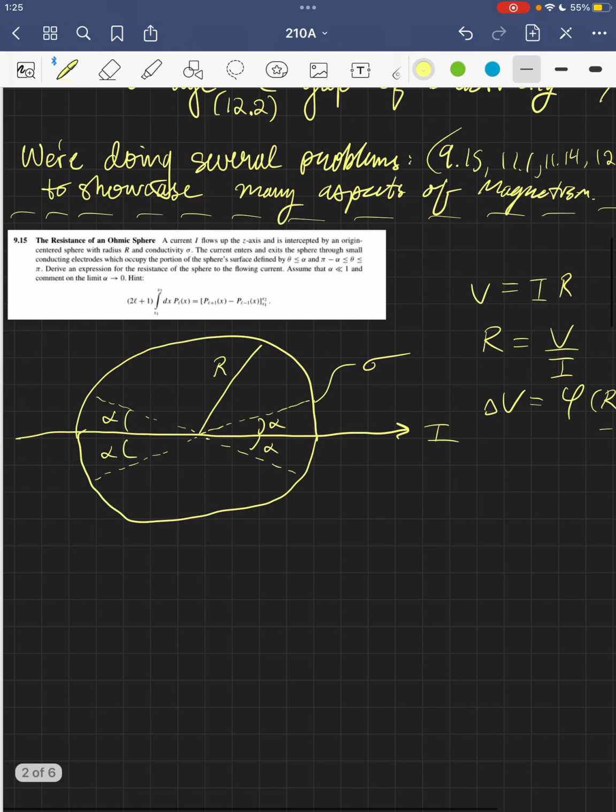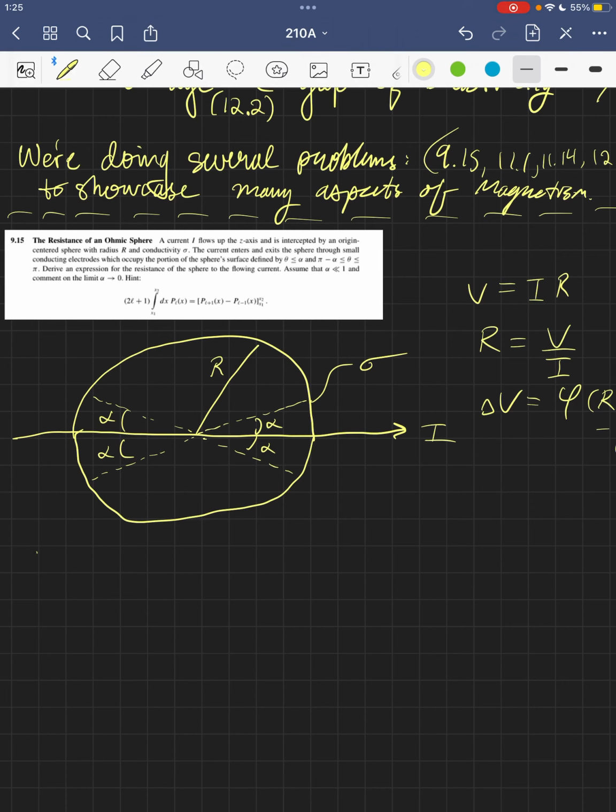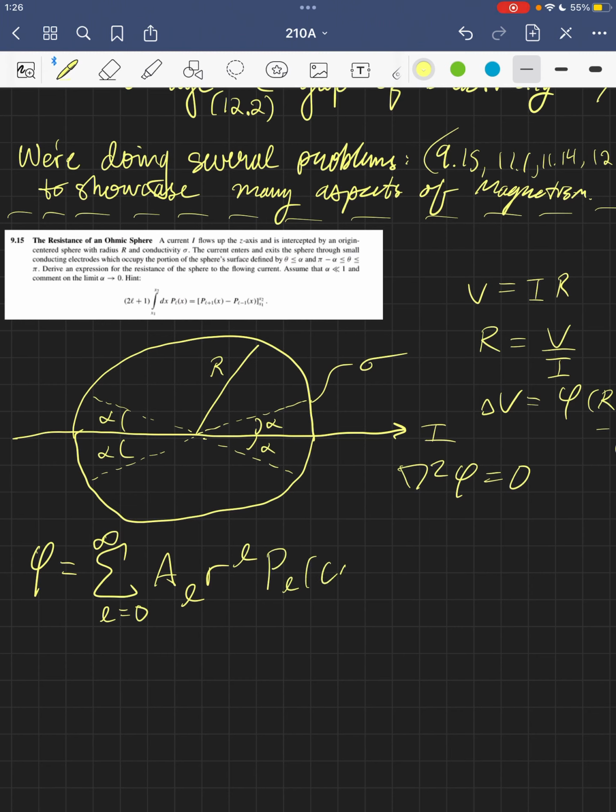So we need an equation for potential, basically. Now, this is spherical, so we can start with the azimuthal symmetry spherical solution for Laplace's equation. Remember, Laplace's equation is this. So we need a solution, which will be this. Okay.